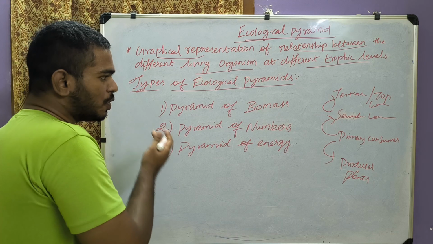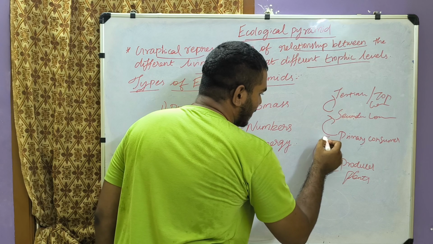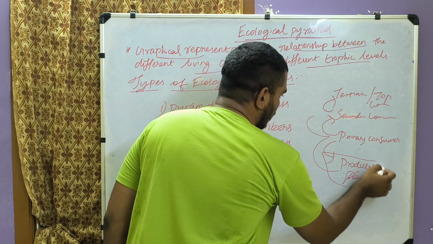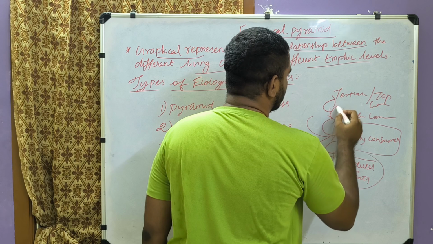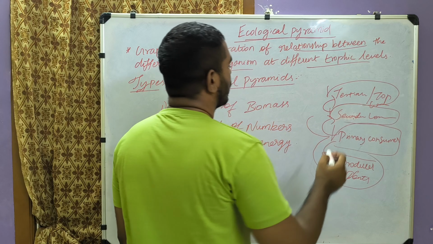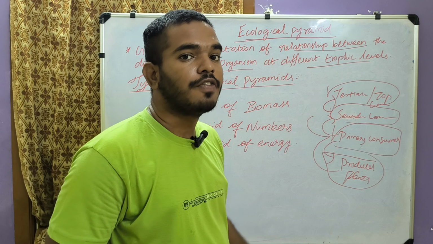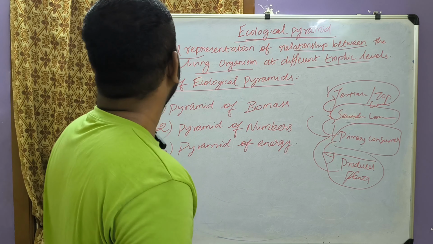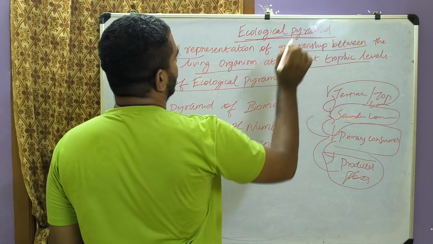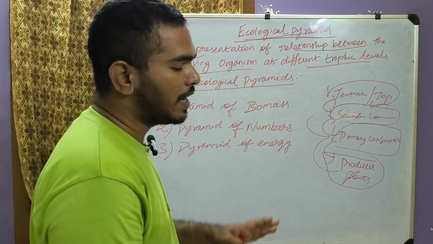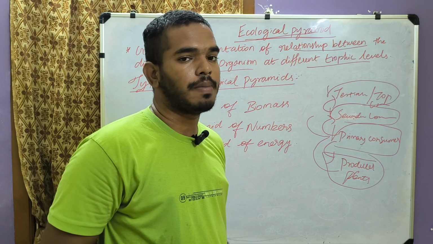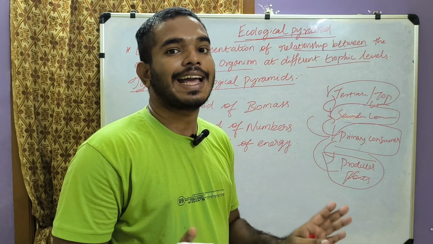So this is one trophic level, this is another trophic level, this is another trophic level, and this is another trophic level. The relationship between these trophic levels is known as the ecological pyramid. It is a graphical representation by means of a diagram.